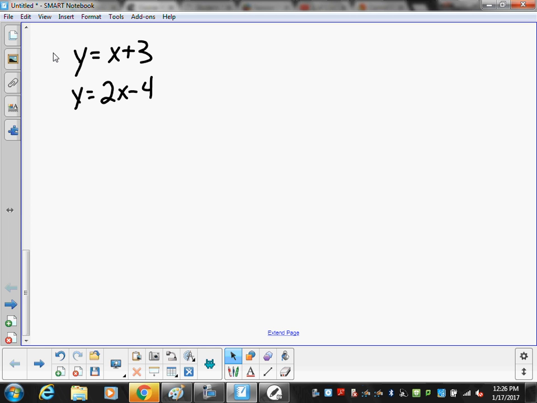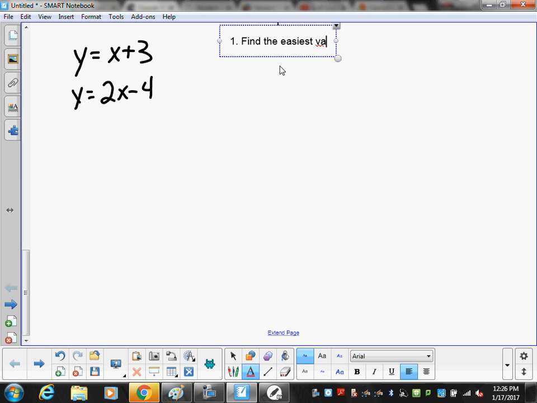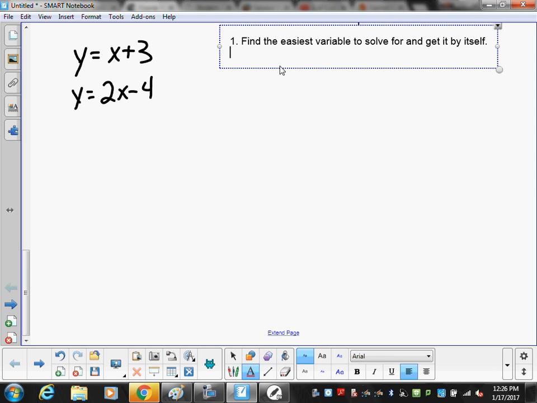All right. Hey, y'all, let's go through the process. Let's talk through the process. What was our first step a while ago we talked about? Find the easiest variable to solve for and get it by itself. Okay, that was step 1. Now, which variable is the easiest to solve for here? Y in both of them, they're already solved for. You don't have to do anything. Y equals x plus 3. Y equals 2x minus 4.